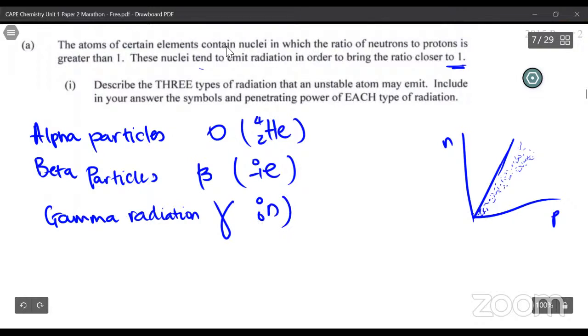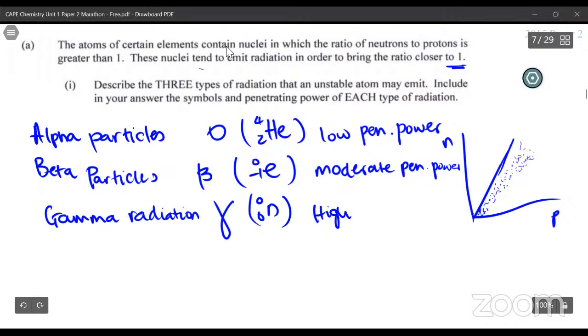Now let's talk about penetrating power. In the order that I have listed it, the penetrating power is from low to high. So this has a low penetrating power, this has moderate penetrating power, that's beta particles, and gamma has extremely high penetrating power.